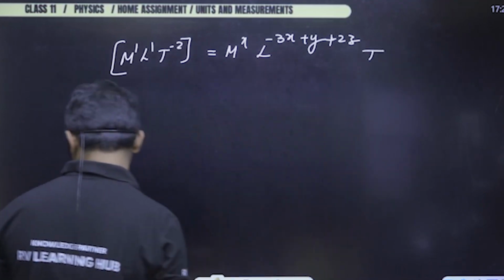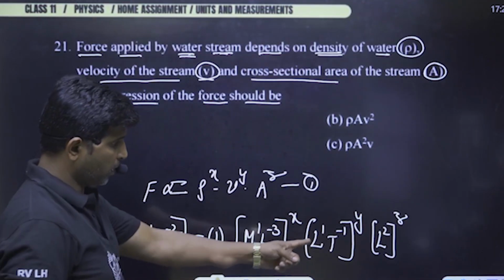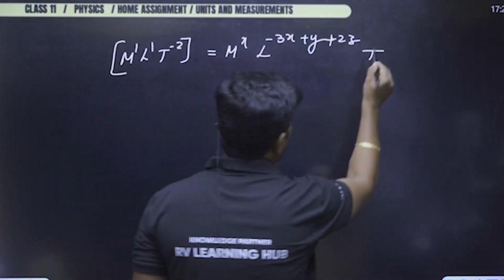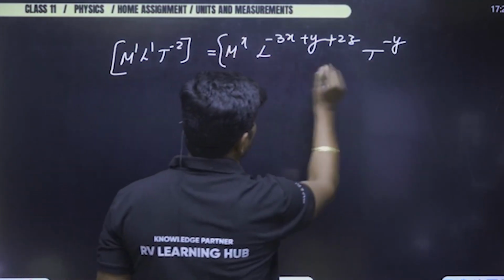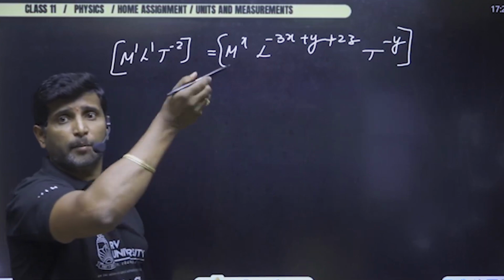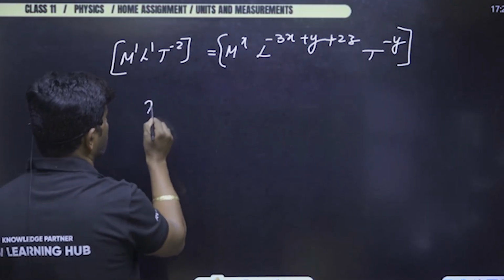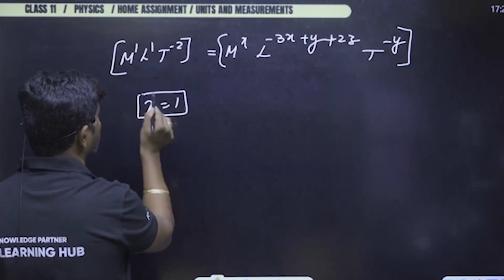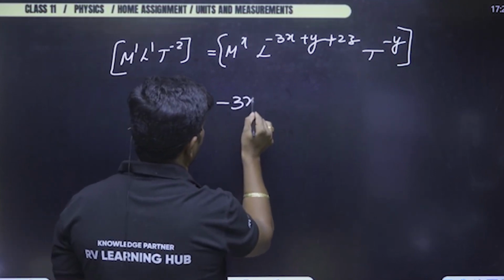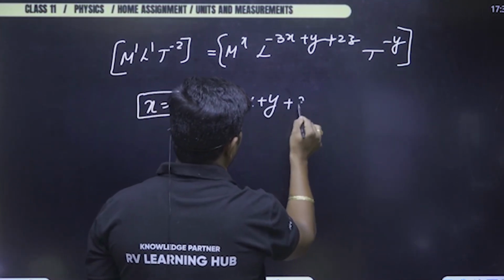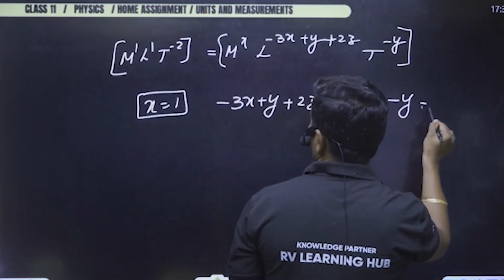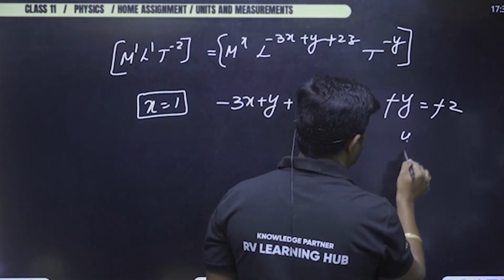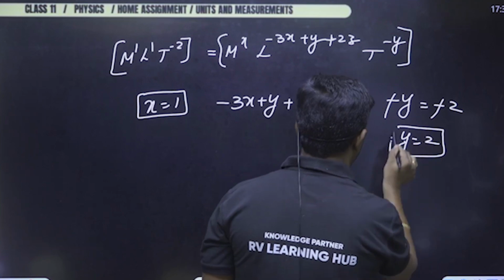What is the T value we can say here? T to the power of minus y, we will get it. So by the principle of homogeneity, we can equate the dimensions here. Therefore, you will get x is equal to 1, and minus 3x plus y plus 2z is equal to 1, and minus y is equal to minus 2 here. Therefore, y becomes equal to 2, we can write.